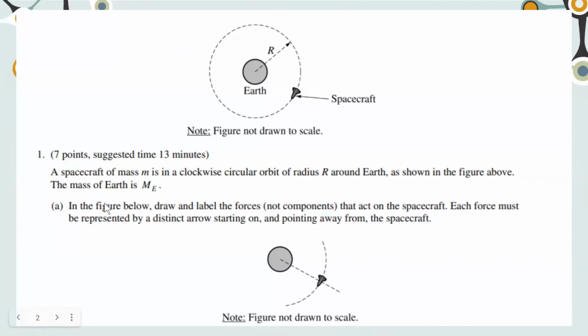A. In the figure below, draw and label the forces, not components, that act on the spacecraft. Each force must be represented by a different, distinct arrow starting on and pointing away from the spacecraft.